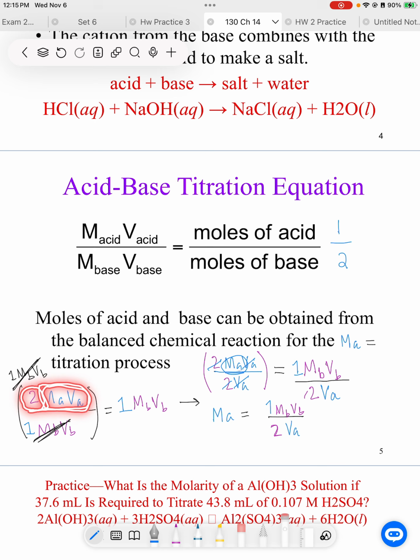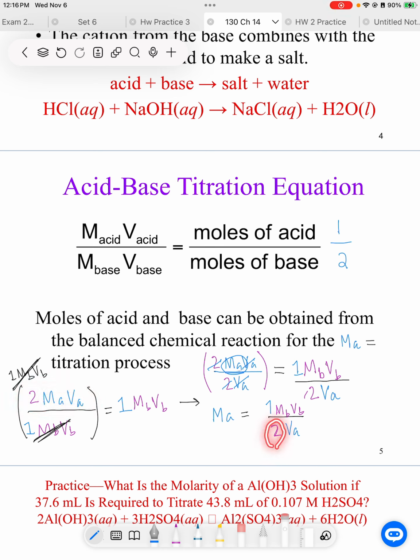fraction. That is 1 MBVB divided by 2VA. See how important it was initially that we kept our 2 with the acid equation right here? It has to come along down here. So those are our moles of acid, if you'll recall. Moles of acid, moles of base. I'm sorry, this is our moles of acid, initially moles of base, but then we cross-multiplied. So now we have isolated moles of acid, and we can solve for that.